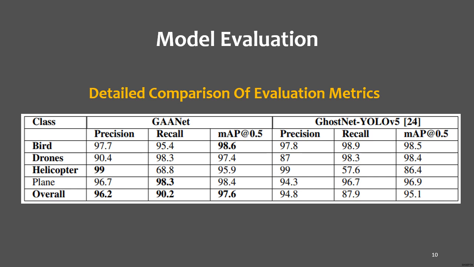compared to the baseline model. GhostNet has the highest object precision of 99% for helicopters at varied sizes and altitudes, whereas planes have the best recall value of 98.3% and birds the highest MAP of 98.6%.